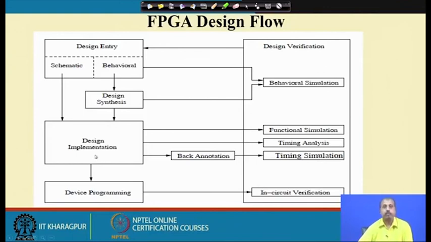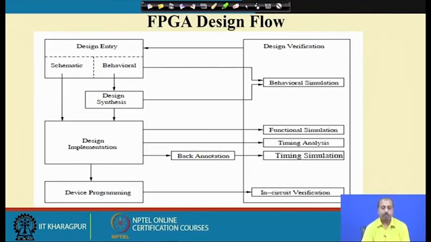Once this design has been implemented, device programming generates a control program for the FPGA. If it is an SRAM based FPGA, that control program will be downloaded onto the FPGA chip for functioning. If it is antifuse or one time programmable FPGAs, then these device programs will be used to burn the appropriate fuses or antifuses, and that way the FPGA will become functional.